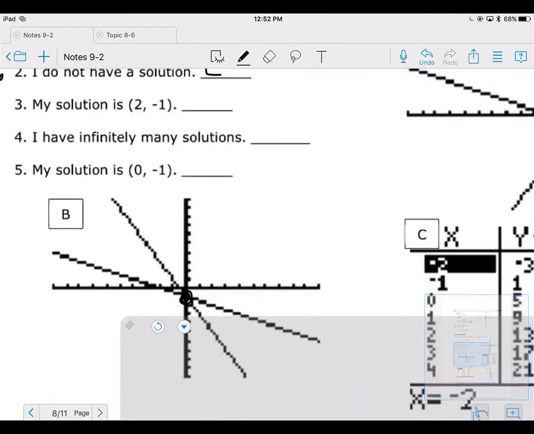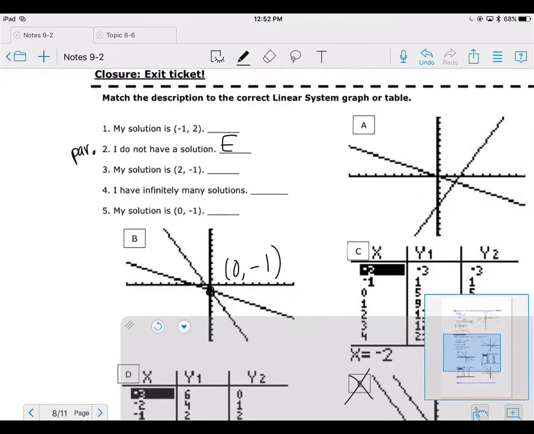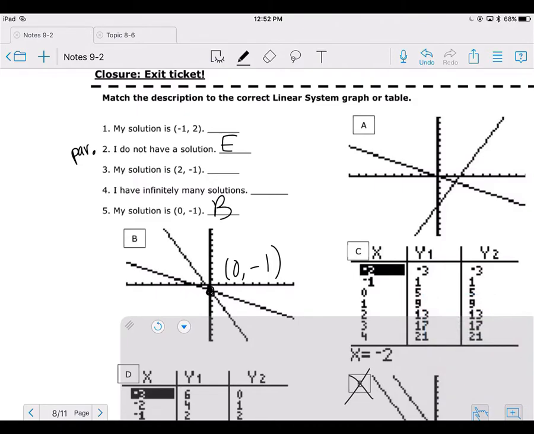B looks like it has a solution down something. So the solution is 0, negative something. So 5 would be B. This one looks like it goes over 2, down 1. So that would be 3.